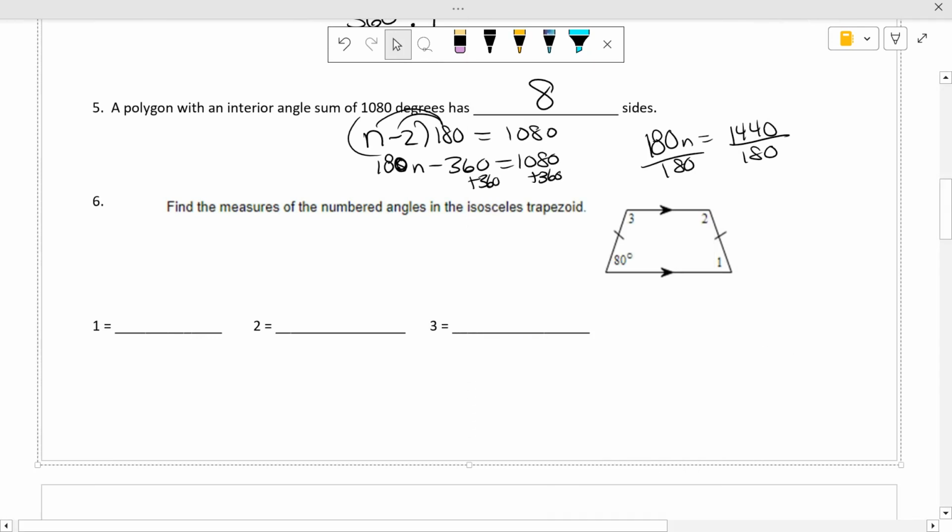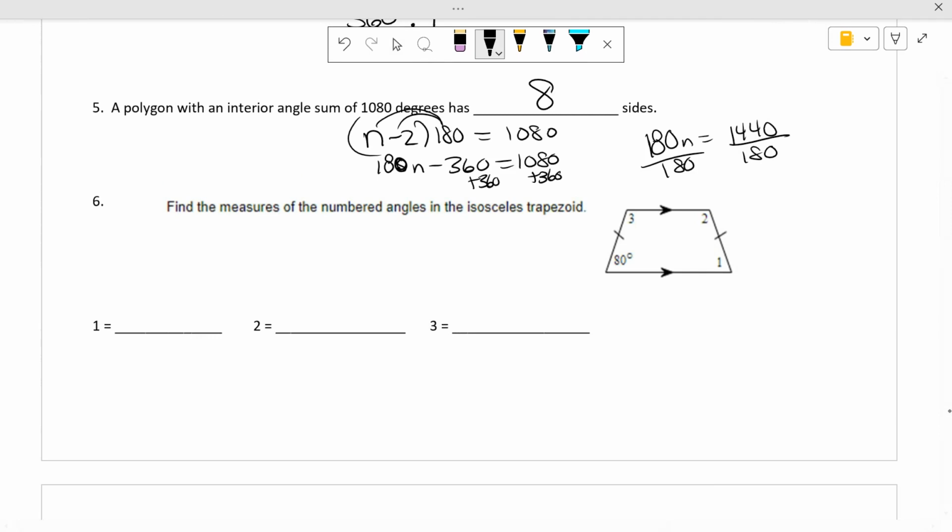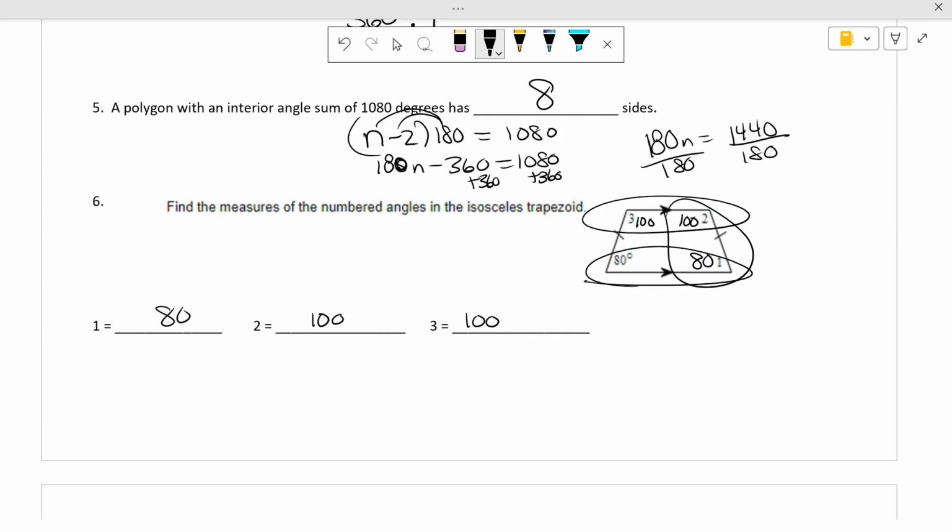Okay, the numbered angles. How big is angle 1? 80 degrees. So that makes angle 2 how big? 100, which makes angle 3 100. So 80, 100, and 100. Because these are supplementary, these are congruent to each other, these are congruent to each other.